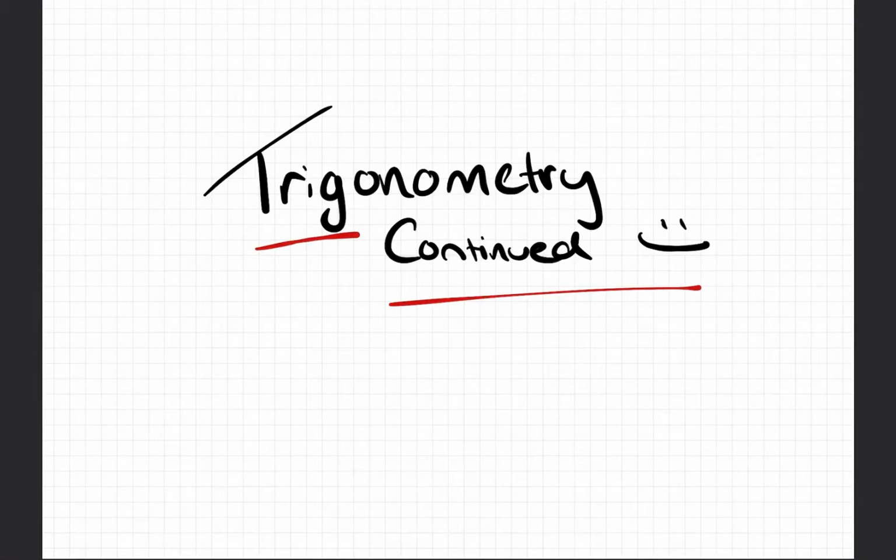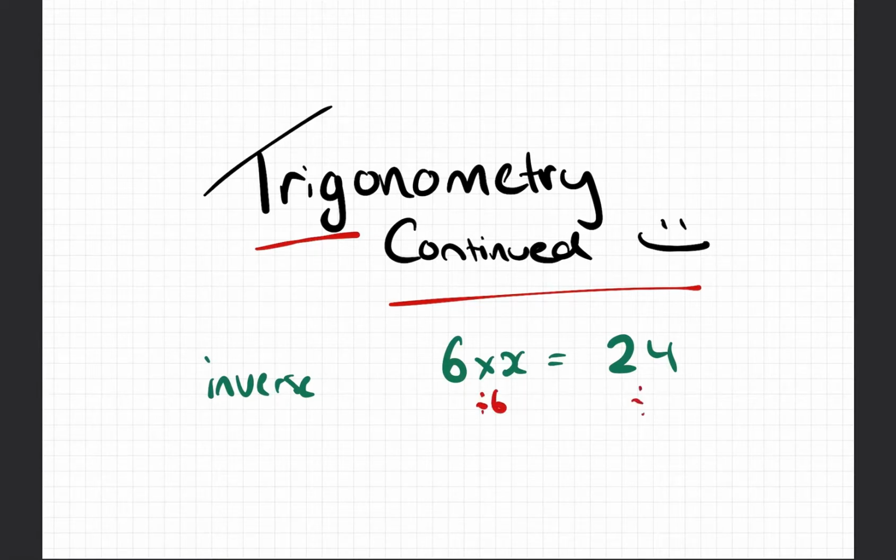Okay, today we are continuing with trigonometry. So we're going to be looking today at inverse trigonometry. So for example, if I said that 6 multiplied by x equals 24, well, we know that the inverse of multiplication is division. So if I divide both sides by 6, we can say that x equals 4. And that's what we'll be looking at today for trigonometry.